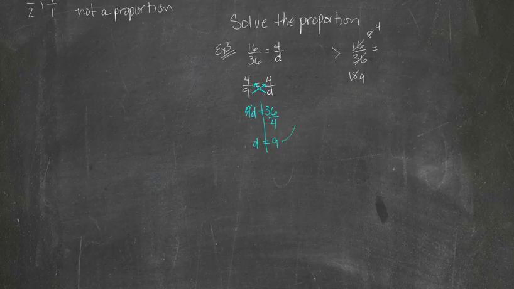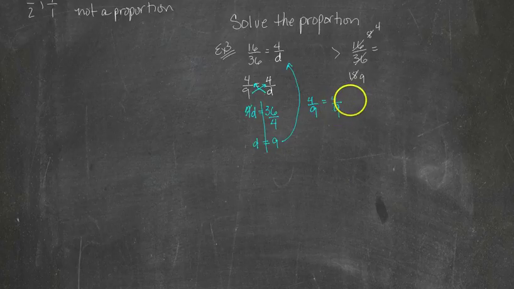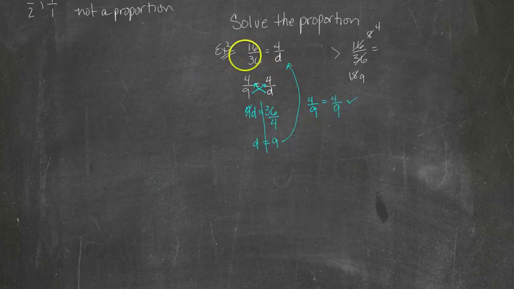So if I check that back into the original problem, I can say, well, 16 over 36 is 4 over 9, and 4 over d equals 4 over 9. That's my d. And in fact, that is solved. I have found the d that would make this true.